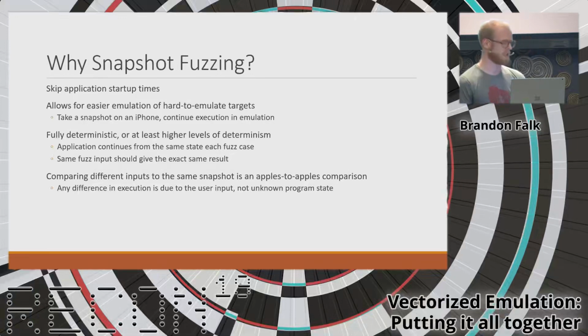Finally, snapshot fuzzing is much more deterministic. It typically should be fully deterministic, but you might have some entropy sneak in. But what's nice is since you're starting from the same state of the program every time, if you pass through the same input, you should get the same result. Maybe you have a bug, I don't know, it varies.